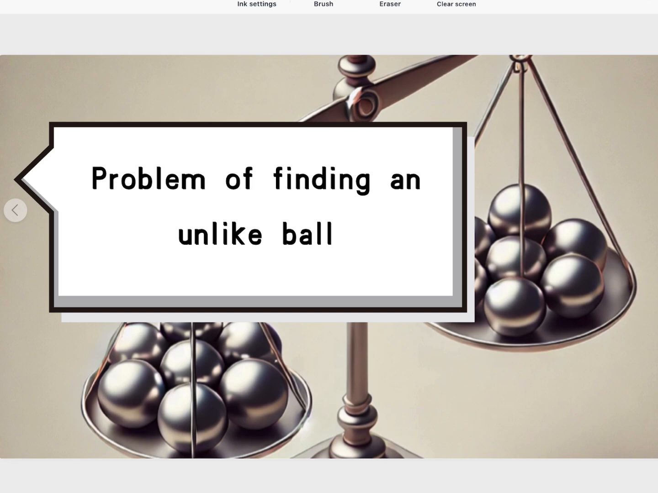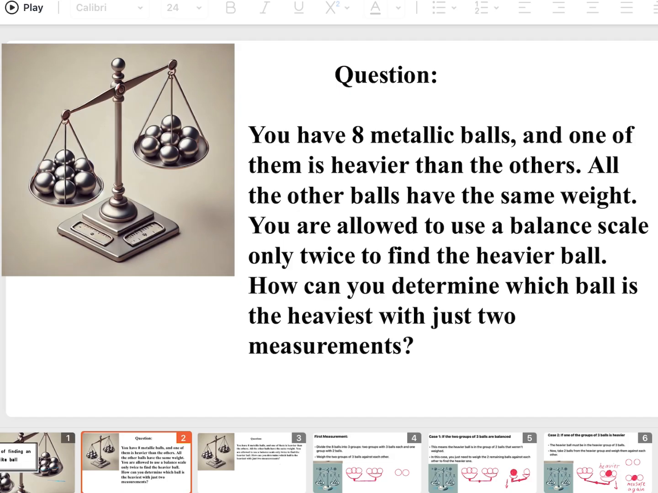Today I would like to show you a solution of one problem, a problem of finding an unlike ball among the other balls. Question. You have 8 metallic balls and one of them is heavier than the others. All the other balls have the same weight. You are allowed to use a balance scale only twice to find the heavier ball. How can you determine which ball is heavier with just two measurements?